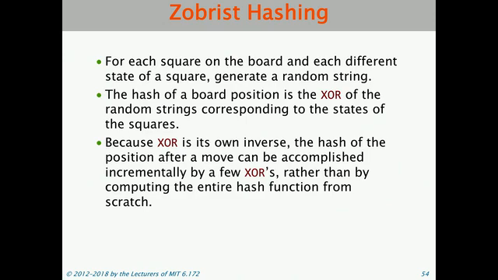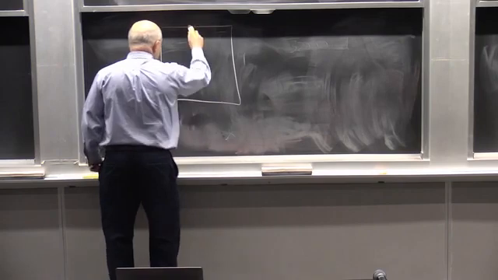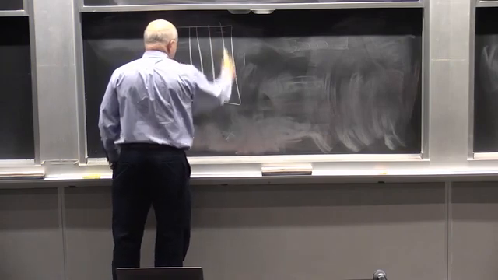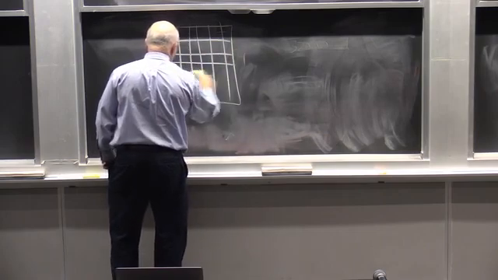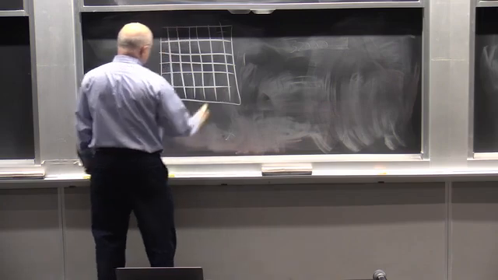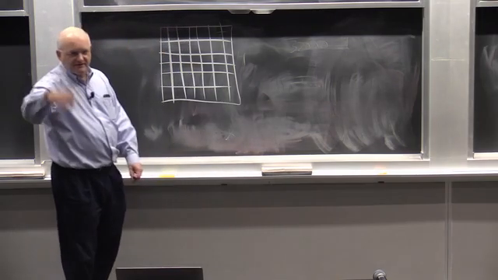Let me explain Zobrist hashing again a little bit, okay? Zobrist hashing, very clever idea. So we have our board, with a bunch of pieces on it. That's probably the wrong number of squares, right? That's 7 by 6. Okay, who cares?